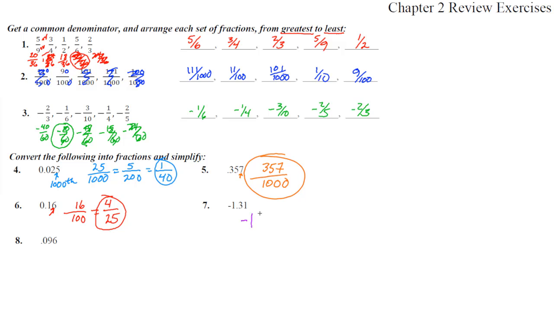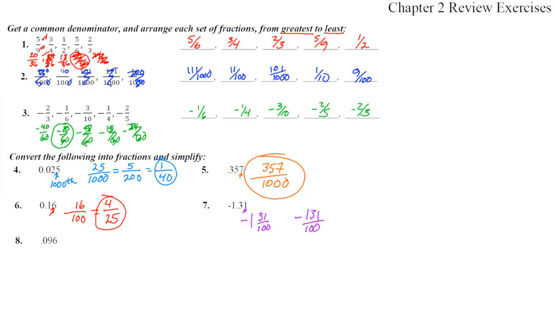-1.31. Now that ends in the hundredths column. So -1 and 31 hundredths. Or if you wrote it as -131 hundredths, you would have the same thing. So -131 ending in the hundredths place, or -1 and 31 hundredths.